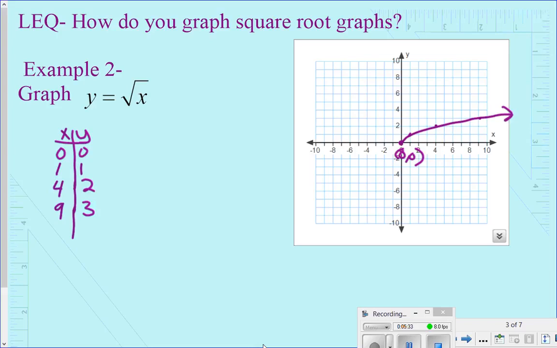Also just to note, because that curve is increasing, it's getting higher and higher, there's no asymptote there. It's not leveling off like there would be if there was an asymptote.